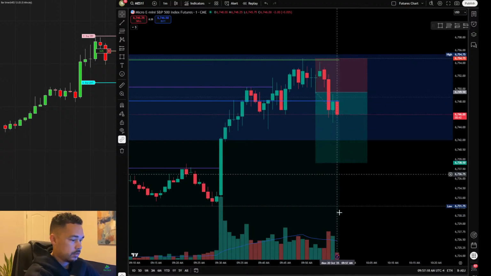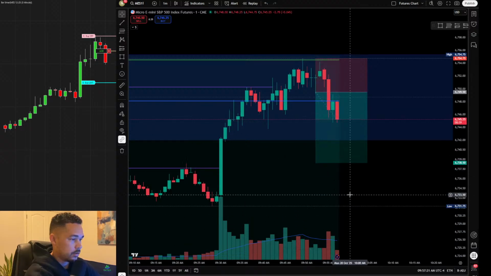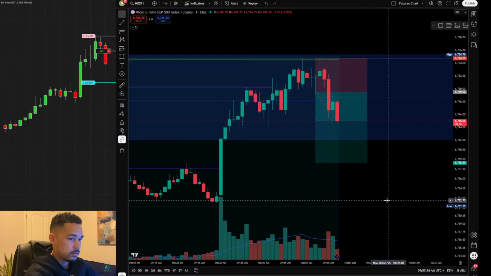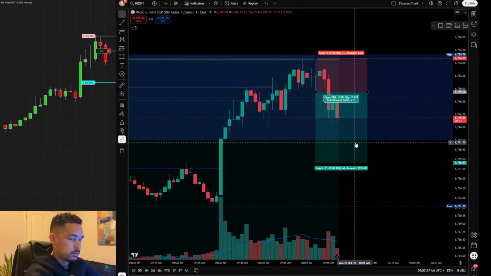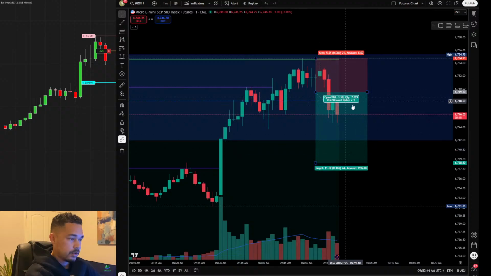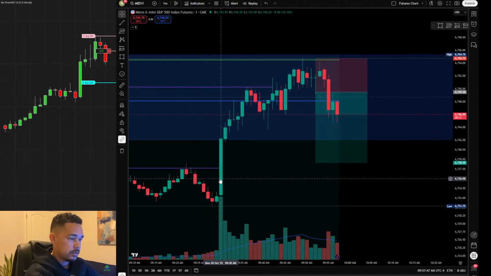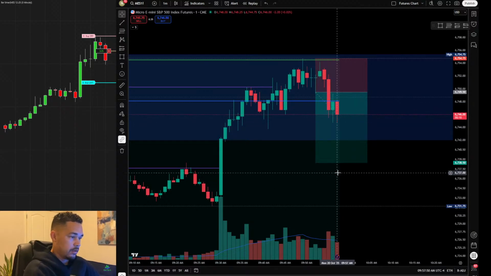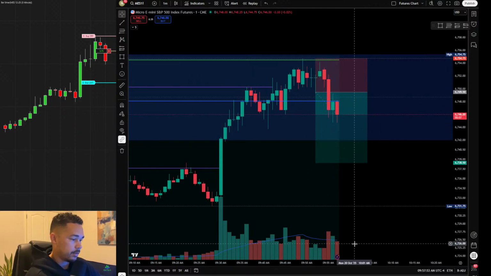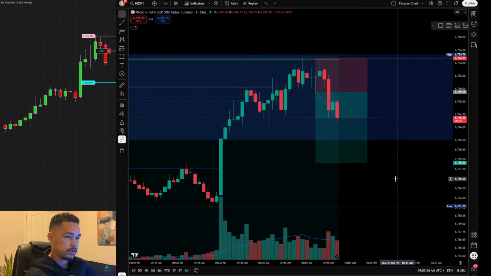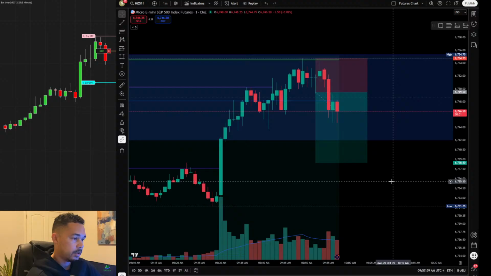So now I want to see strong volume coming in and pushing this down. Okay, we're at 6745 area. That's about 9:57. As we get closer into this huge bullish candle, I don't want to see rejection candles coming in. I want to see strong selling pressure coming into the market at this point.